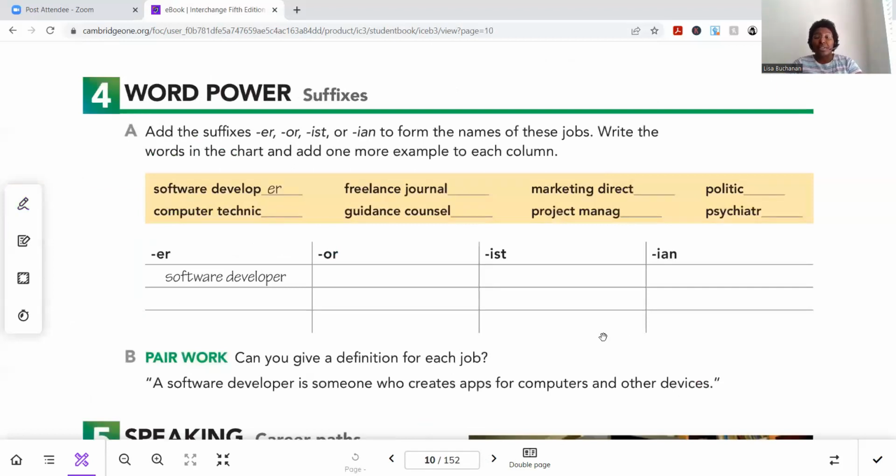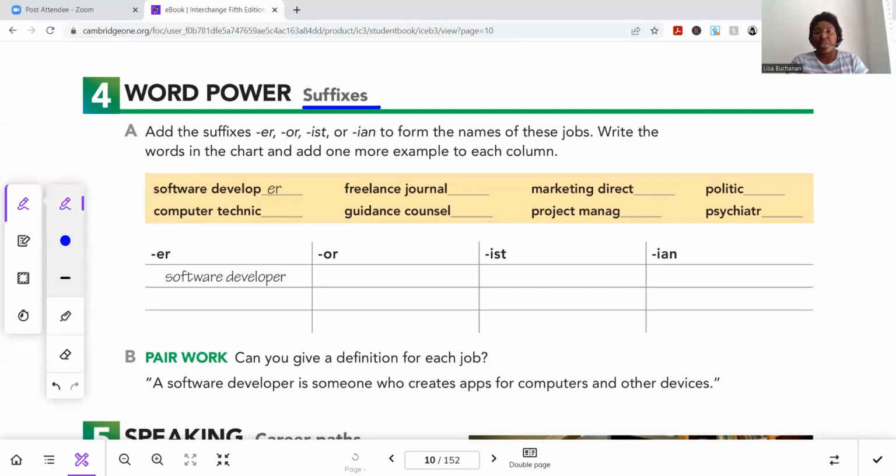Now let's look at some of the suffixes. So what exactly is a suffix? We have to remember it's what's at the end of a word. What is it called at the beginning of the word? It's called a prefix. So when you describe your job, make sure that you are doing so correctly.